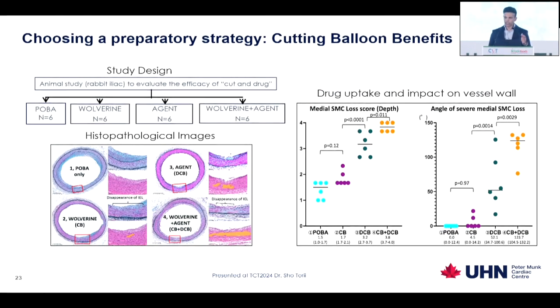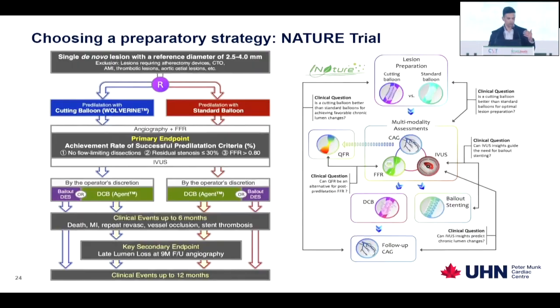We have some very early stuff that are kind of in vitro models where we've looked at rabbit iliac specimens where they've applied POBA versus cutting balloon and then a drug-coated balloon. And what they see is that the amount of medial smooth muscle cell loss, and most importantly, the angle, so the width of the drug application, increases when you seem to use a cutting balloon. And so for me, this is what drives the rationale of a study like this, the Nature trial, which is being done in Japan right now, that is actually looking at what the right way to prepare this is. Do you wait for an FFR that's normal? Do you wait for a lumen that's better? Do you wait for splits that you can see in plaque, or some combination thereof?